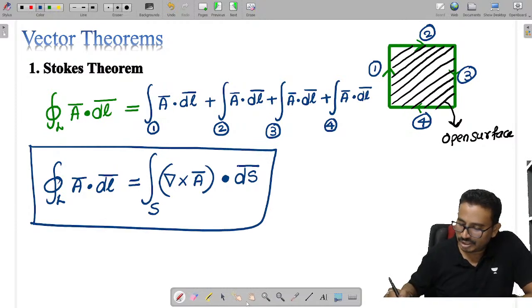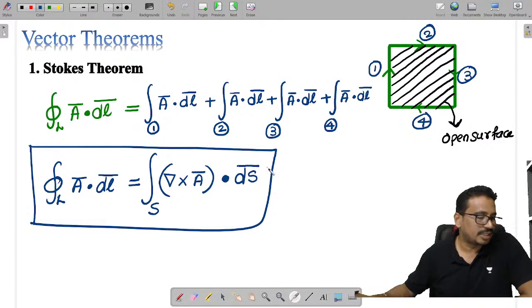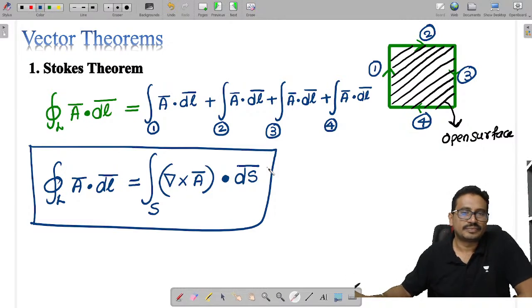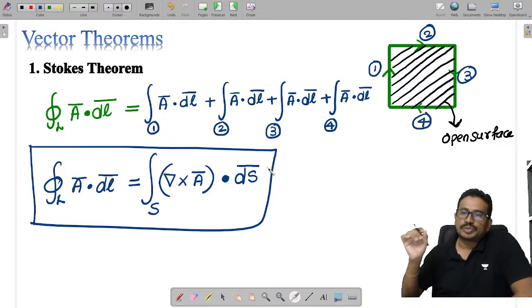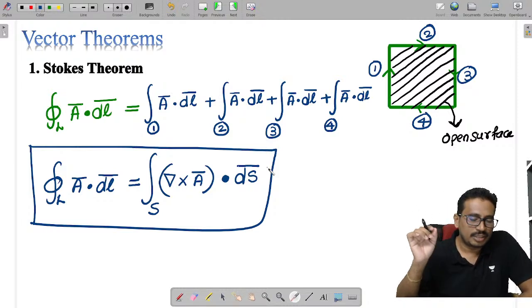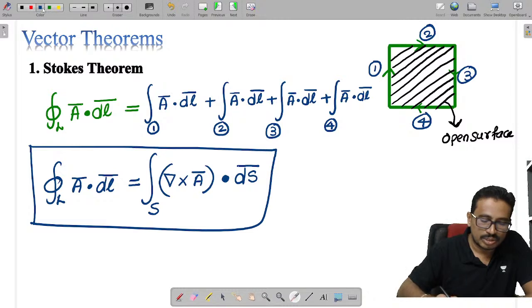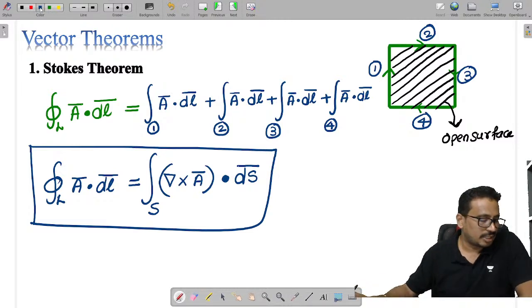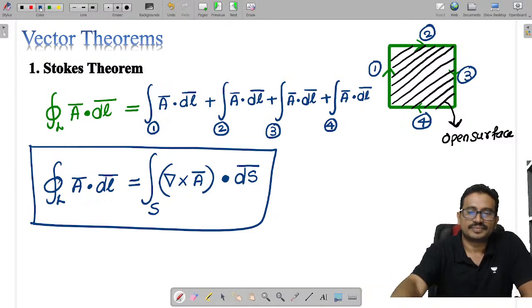Instead of finding these many integrals, we have 4 integrals. Simply find the del cross A and do the open surface integral. That is the answer. Fine. So by using Stokes theorem, we can convert the closed line integral to an open surface integral, and vice versa. Closed line to an open surface integral and open surface to the closed line.